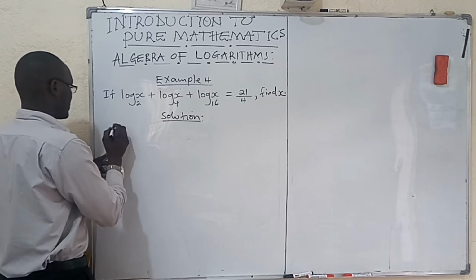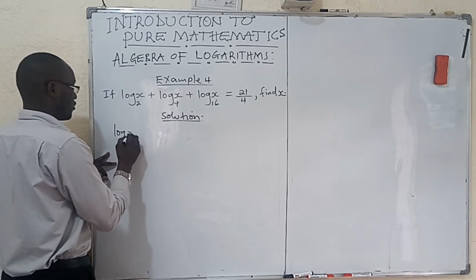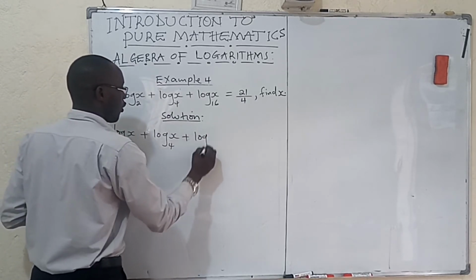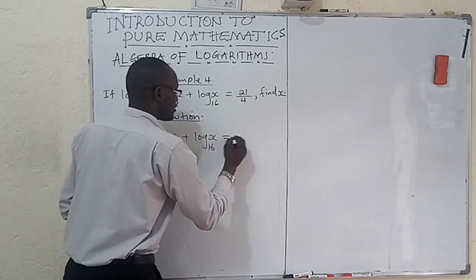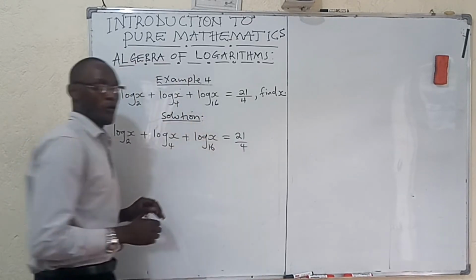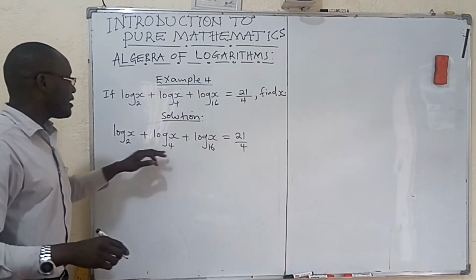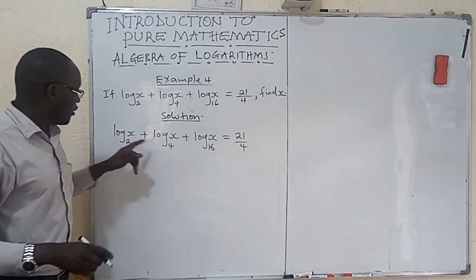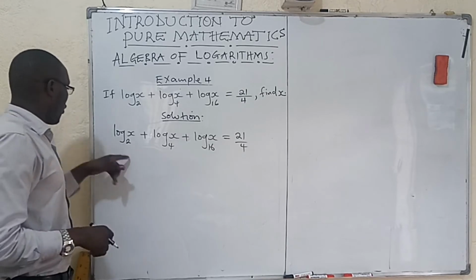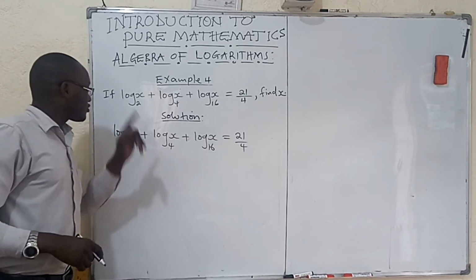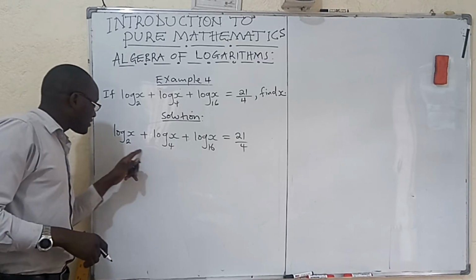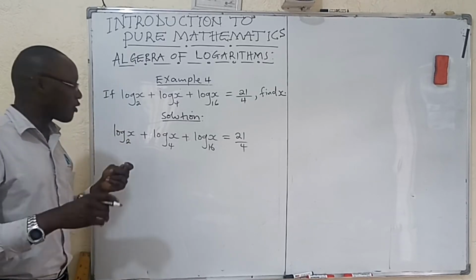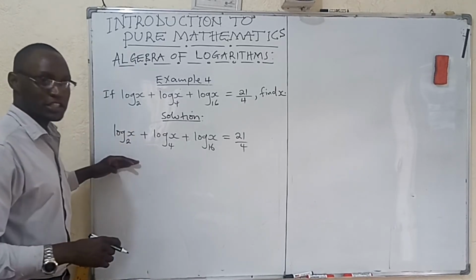So we are going to say, Mr. Examiner, sir, you have given us log base 2 of x plus log base 4 of x plus log base 16 of x, which is equivalent to 21 over 4. But by inspection, the bases are not the same. They are different. However, we are seeing 16, the greatest base, is a multiple of 2. 4 is also a multiple of 2. So 2 is the smallest factor. So can we go and convert the base to the smallest denomination? So we are going to change to base 2.